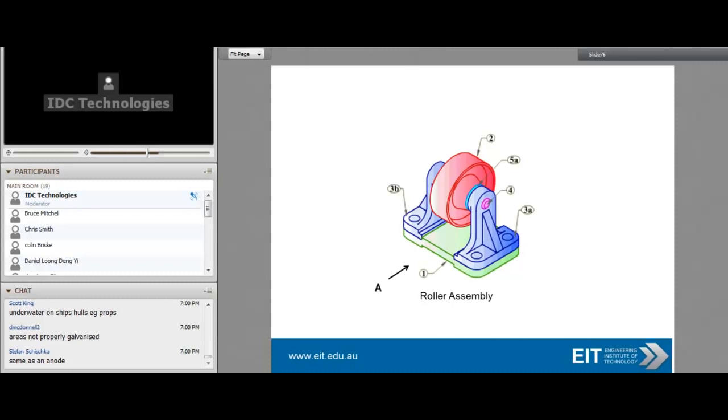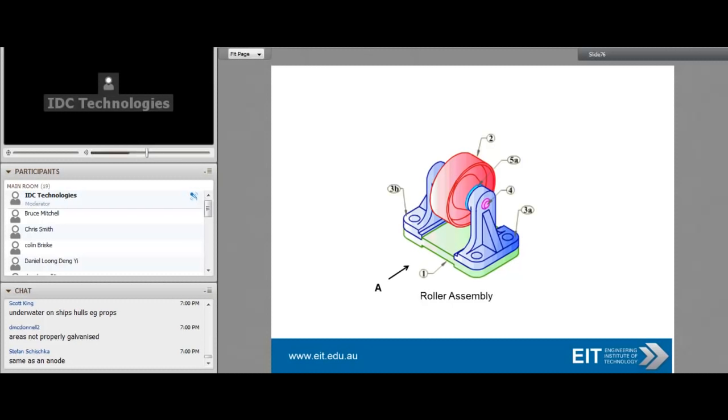Now, you'll see there's a slide here of a roller assembly. Your assignment question asks you to show an assembled, sectioned view of this roller assembly. So I just wanted to explain what we're looking for in that question, because last time we ran this workshop, a lot of people said, we don't understand what you're looking for. What we're looking for is a drawing of this assembly sectioned.